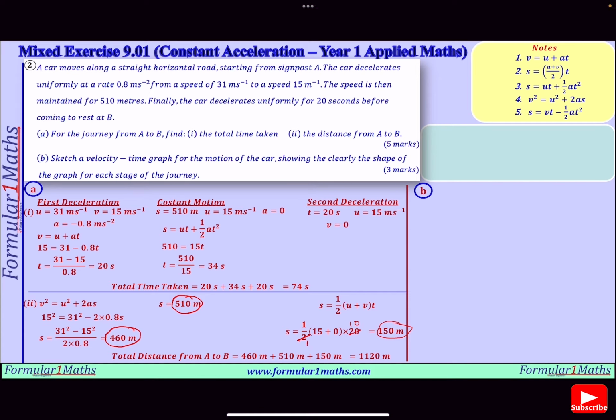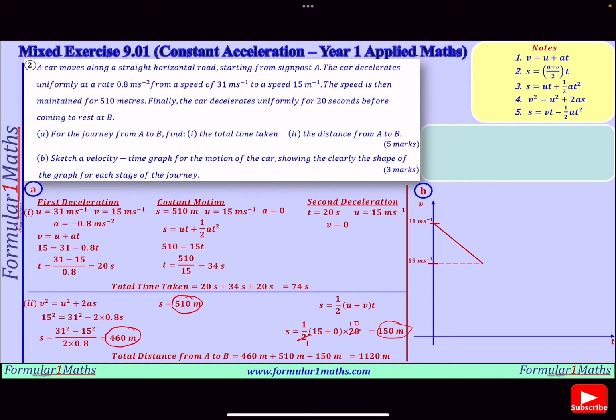For B, it says sketch the velocity time graph for the motion of the car, showing clearly the shape of the graph for each stage of the journey. So we draw our axes, one for velocity and one for time. So we put that in, we get velocity here and time over here. It first started with a speed of 31 meters per second. So we have 31 meters per second over here. And then decelerated to a speed of 15 meters per second. So we have that, and this will be 15 meters per second.